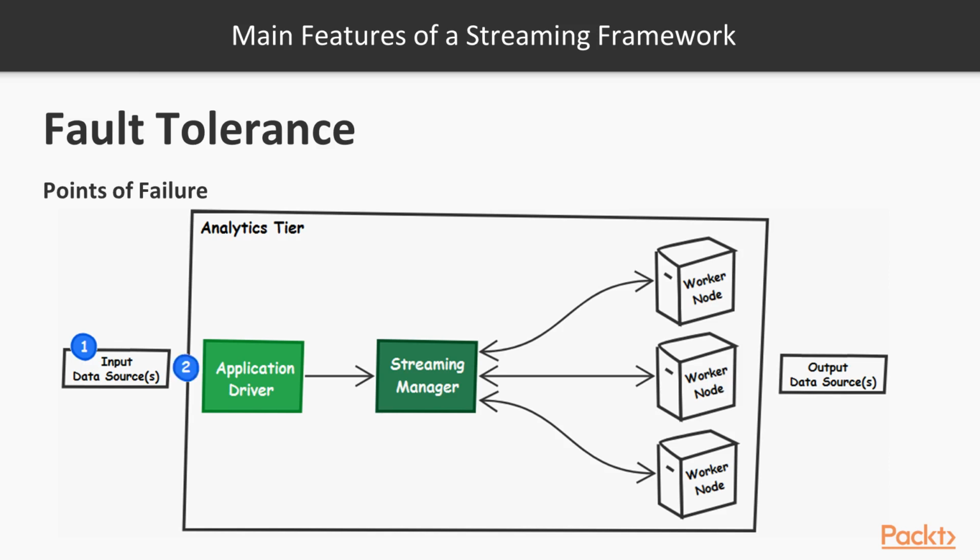Second point of failure can take place at the network level. The stream processing framework cannot control this kind of failure as well, but it needs to handle the disruption gracefully. When the application driver just submits the streaming job to the streaming manager, there is no risk of failure. But when the application driver logically contains the streaming manager, it is exposed to the same risk as the streaming manager. If the streaming manager fails, then our analysis tier will look like a chicken without head.